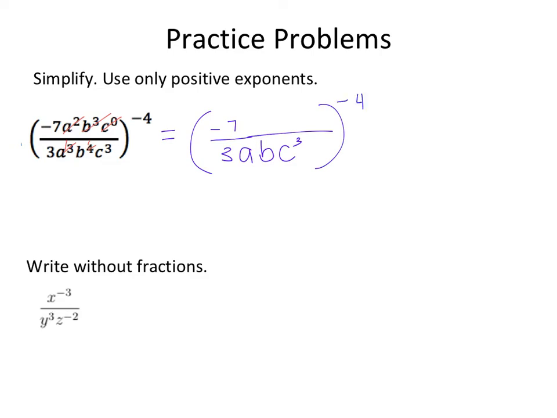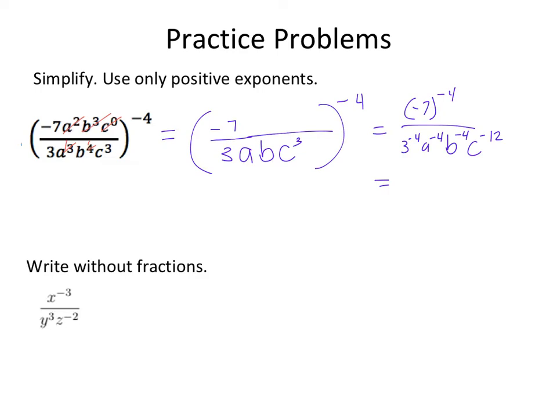Now I'll distribute this negative exponent. Whenever you have a negative inside, you'll have to keep it inside parentheses, raised to negative 4 over 3 raised to negative 4, a raised to 1 times negative 4, b raised to 1 times negative 4, c raised to 3 times negative 4, which is negative 12. And now, since all of these have a negative exponent, I'm actually going to change the place of everything. So everything on the top is going to go down, everything on the bottom is going to go up.